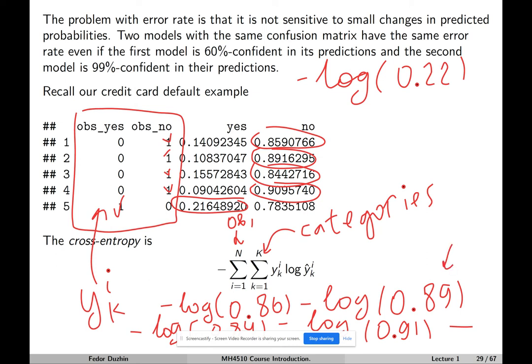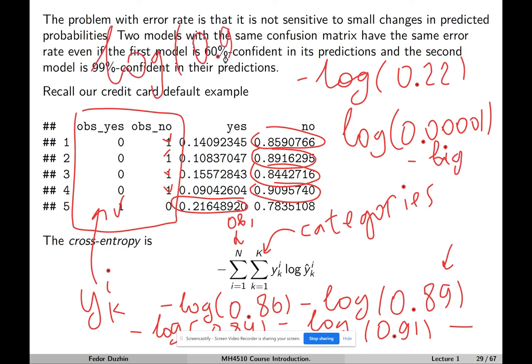The numbers here are between 0 and 1. They're always probabilities, which means that the logarithm of this number is negative. So minus logarithm is going to be positive. And the closer this number is to 1, which means the more confident the model is, the smaller the number is going to be, because the logarithm of 1 is 0. And the logarithm of a number that is very close to 0, something like 0.0001, is going to be a large number. But the logarithm of, say, 0.99 is almost 0.